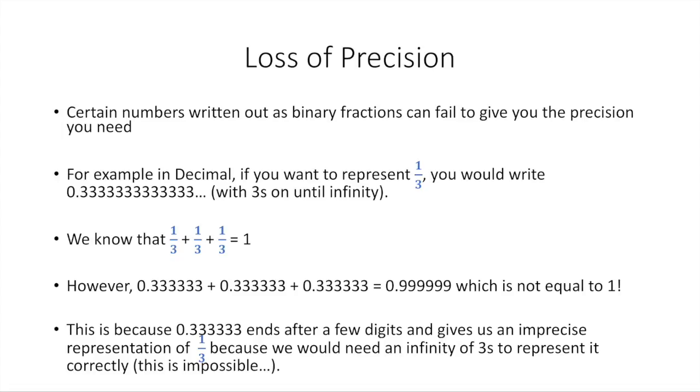So we started with something we thought was representing 1/3, and we added that 3 times, and we did not get 1. That is losing precision. It is losing the representation that we really wanted. We wanted to represent 1/3, and we didn't quite represent 1/3. It was a little bit less, because when we add all 3 of them, we can see that it's a little bit less than 1. And that's because we can't store infinite numbers after the decimal point.